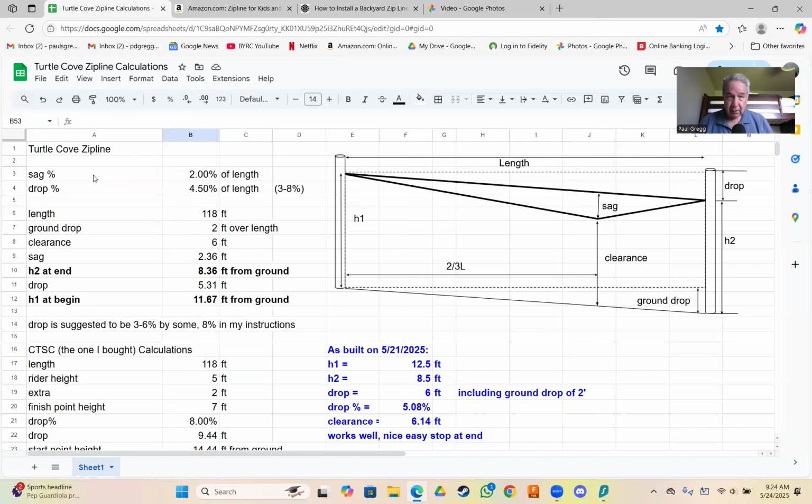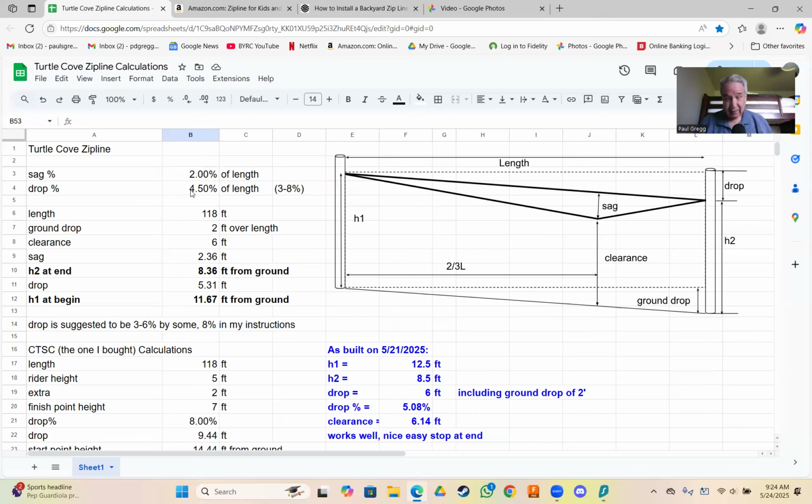So sag is 2% of the length. 2% of 118 is 2.36 feet. I'm just operating in feet; I switch to inches when I really have to measure something, but we're going to stay in feet for this. For the drop, I went about the middle of what they recommended, 4.5%.